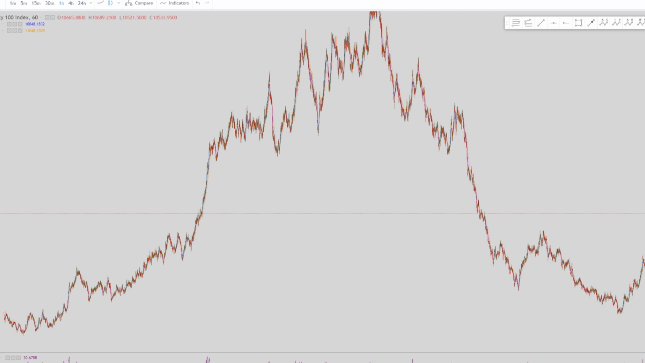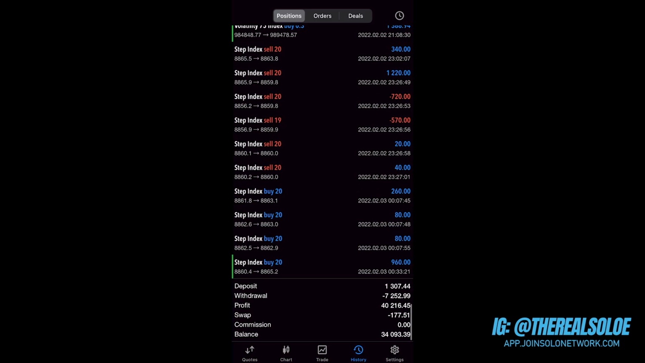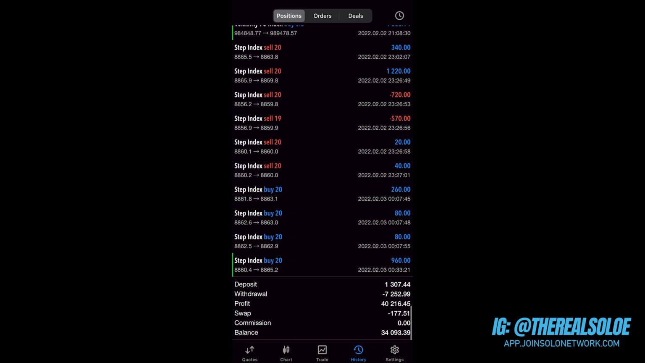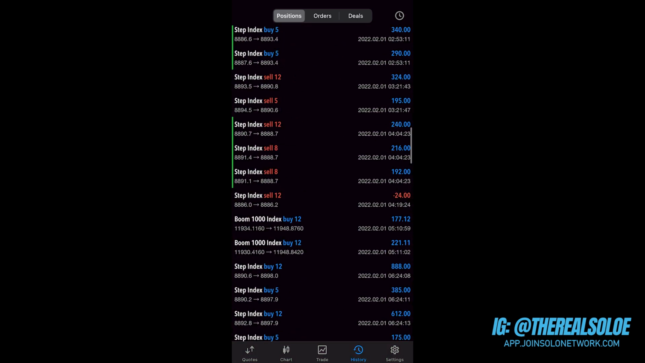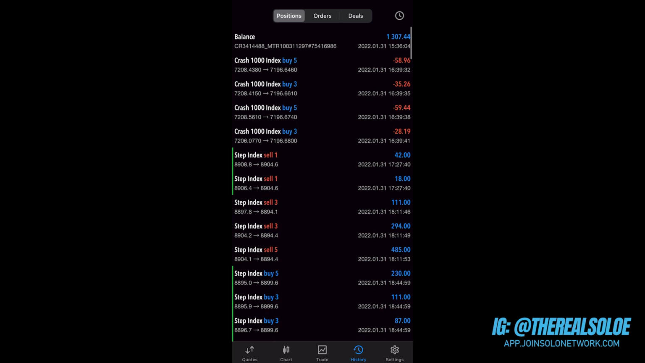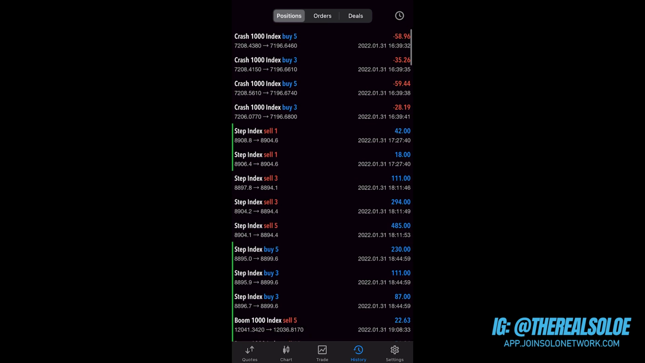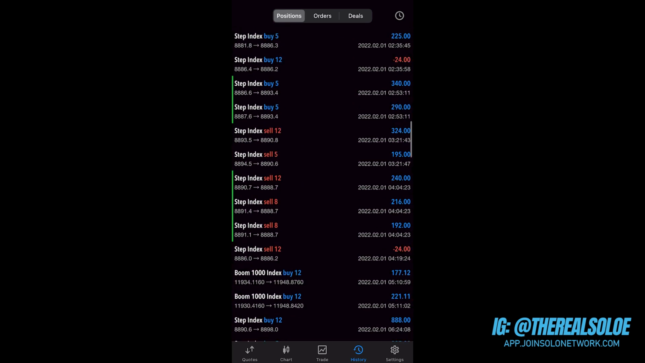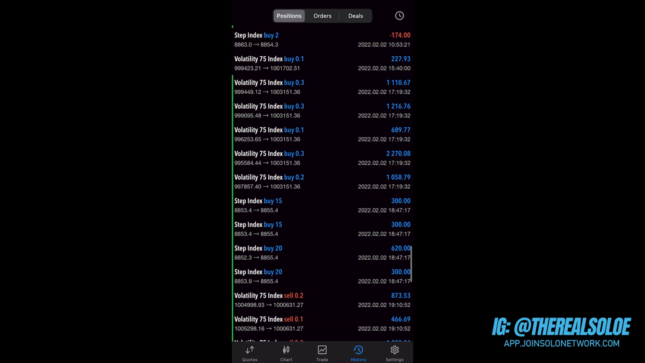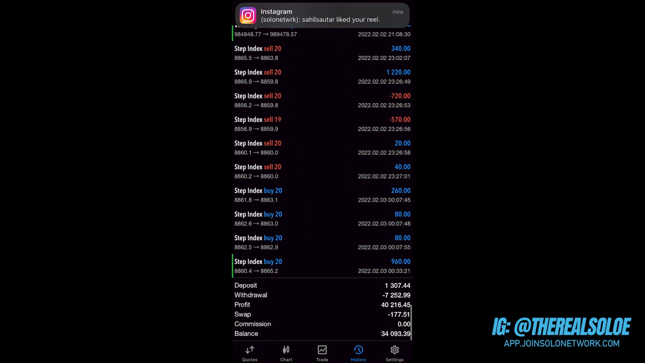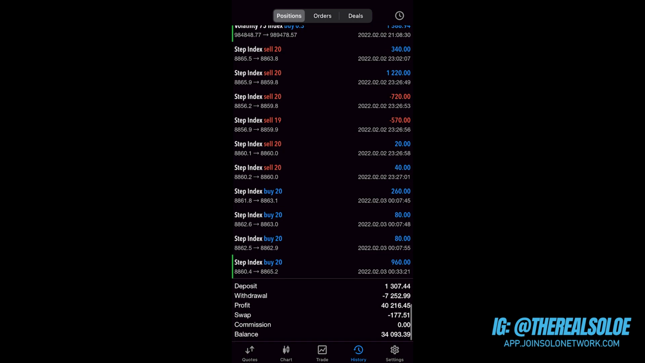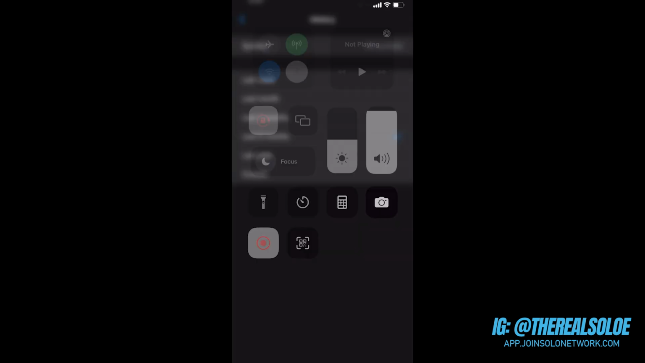So I'm going to be breaking down my VIX 100, or 75, and Step Index strategy using just pure price action and market structure. Here are a couple of flips that I actually ended up doing. This is one of the big flips I did, basically 1300 to 40k. And if you see it scrolling up, I traded Crash and then got into Step. So I've been trading Step and then Volatility 75 and also a bunch of Step Index as well.